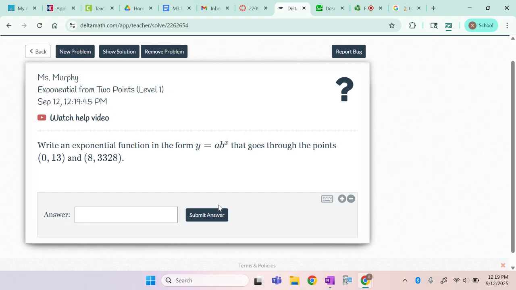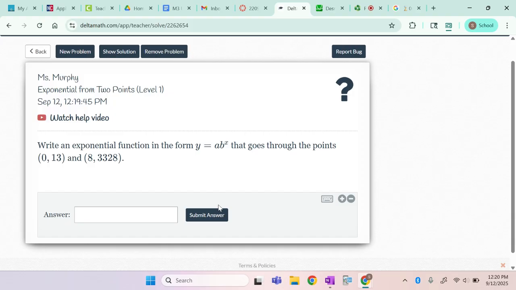So we're going to do something similar to what we did when we had our table, find the function. The first thing I'm going to do is convert these 2 points into a table because it just makes it easier to see. So x, y: 0, 13; 8, 3328. Now again, I'm going to show you the Desmos way and I'm going to show you the by hand way.